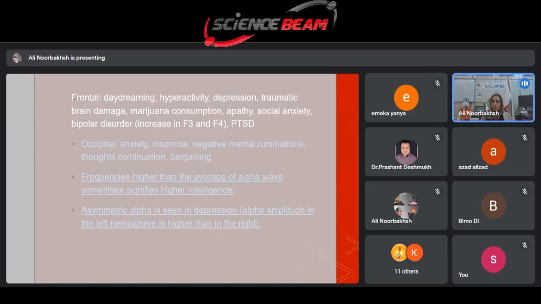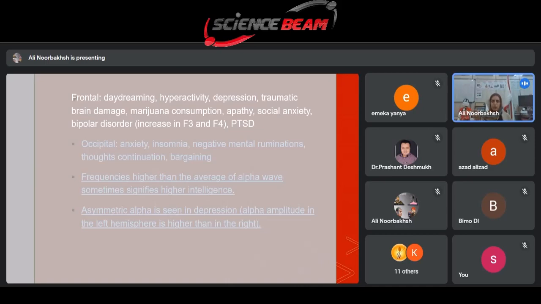Frequencies higher than the average of alpha waves sometimes signify higher intelligence. And asymmetric alpha is seen in depression. You know that alpha amplitude in the left hemisphere should be high, higher than in the right hemisphere.